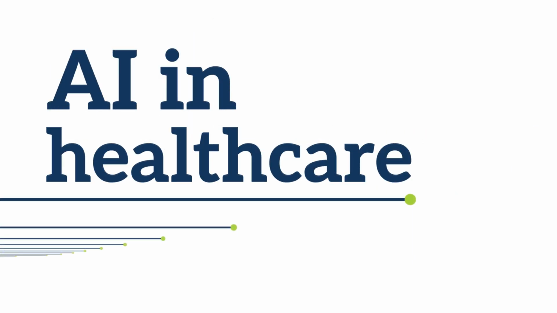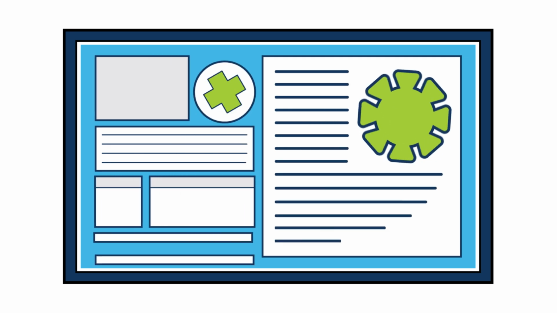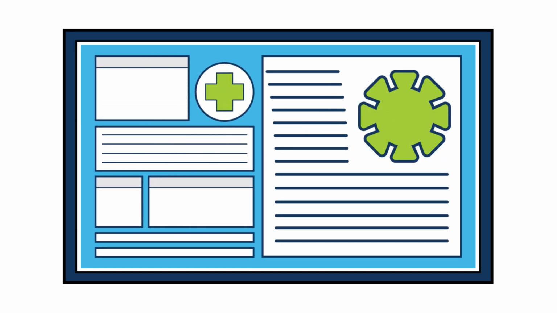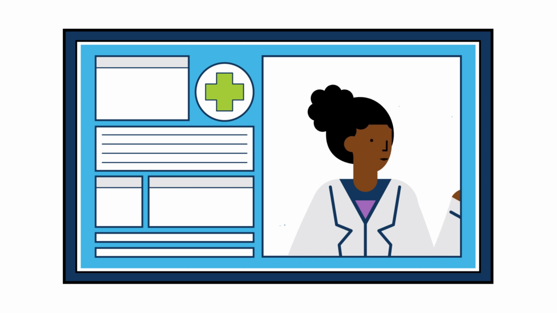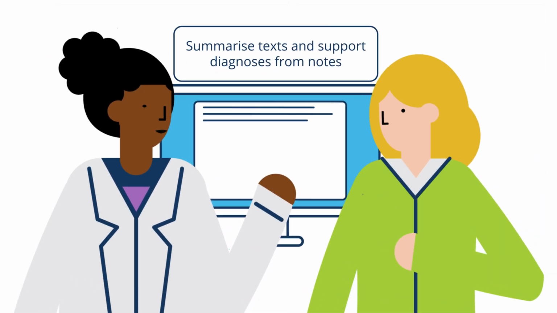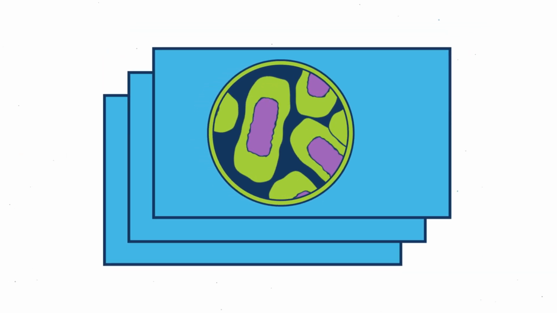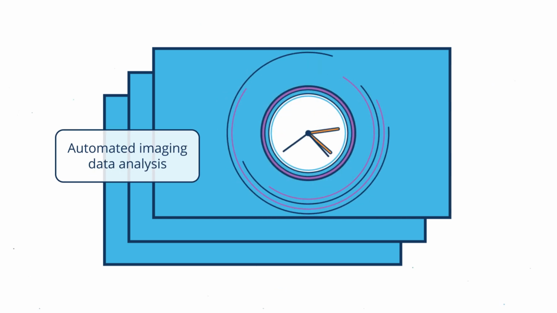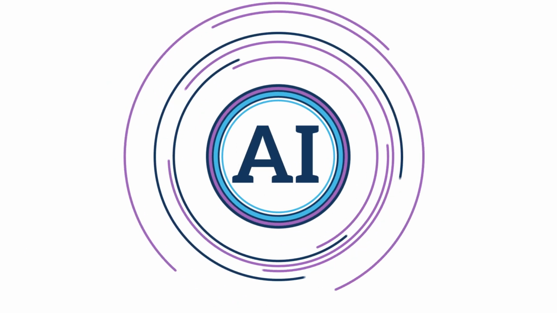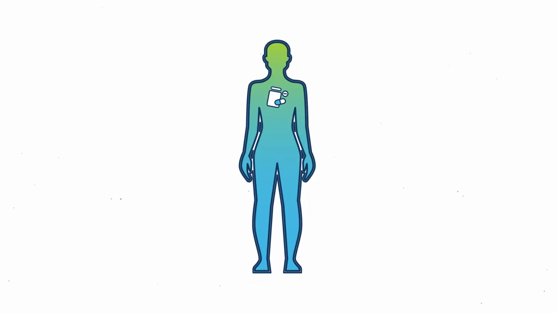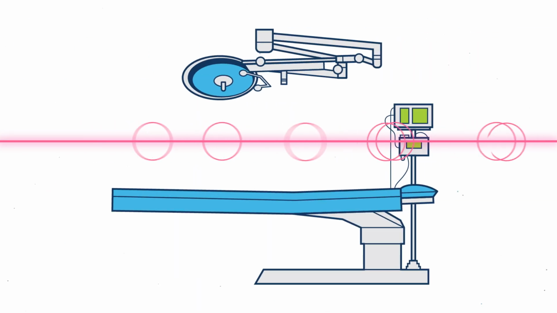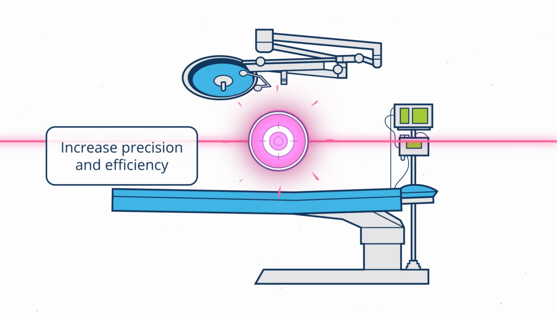AI in healthcare. AI has the potential to revolutionize healthcare through early disease detection, enhancing treatment precision, and optimizing back-office operations. Natural language processing models can help busy practitioners to summarize texts and support diagnoses from notes. Image recognition models have the potential to enable early detection of cancer and other diseases through automated imaging data analysis, allowing for timely interventions. AI-driven predictive analytics applications are used to assess disease likelihood, improving treatment outcomes. Additionally, AI can reduce drug discovery costs by predicting new chemical compounds and their likely effect on the body. In surgery, AI-powered robotics can increase precision and efficiency in complex procedures.